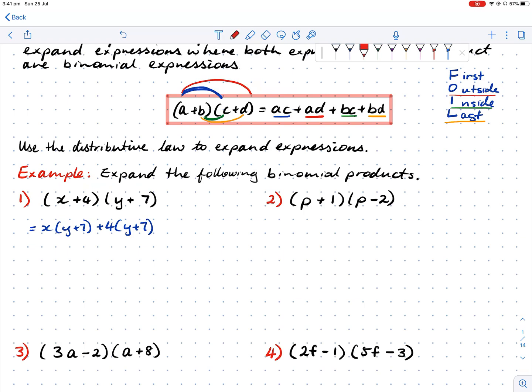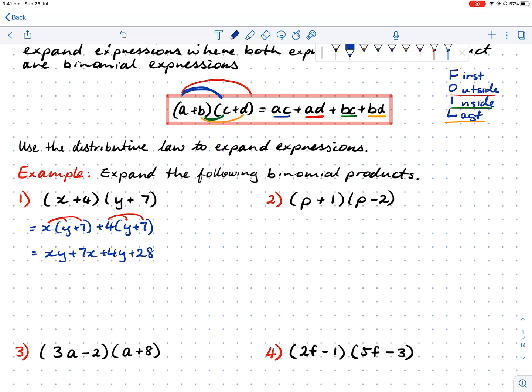So from here, what we're going to do is expand that out and expand that out. So then x times y is xy plus 7x. 4 times y is 4y plus 28. Now, when you look at each of those terms, there's actually no like terms, so we can't simplify it, we can't combine anything together, and so we leave our answer like that.